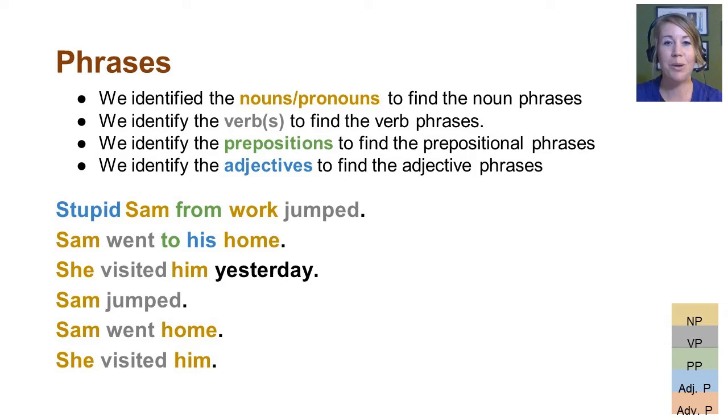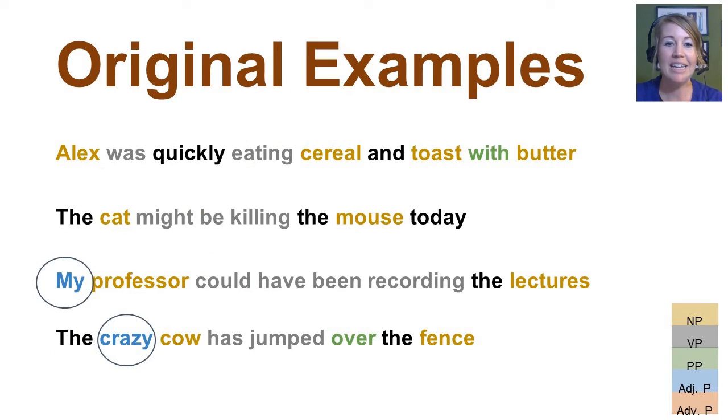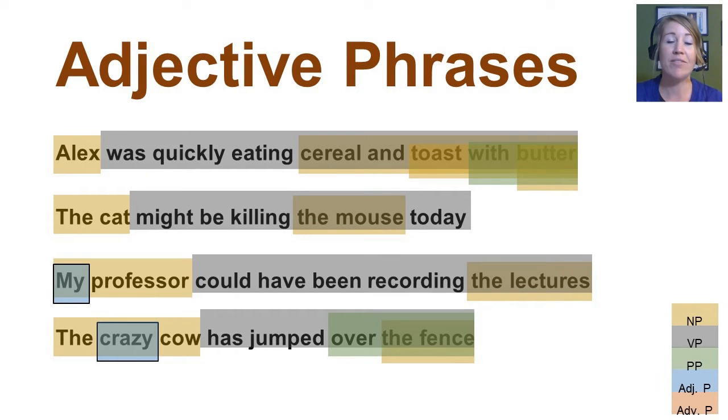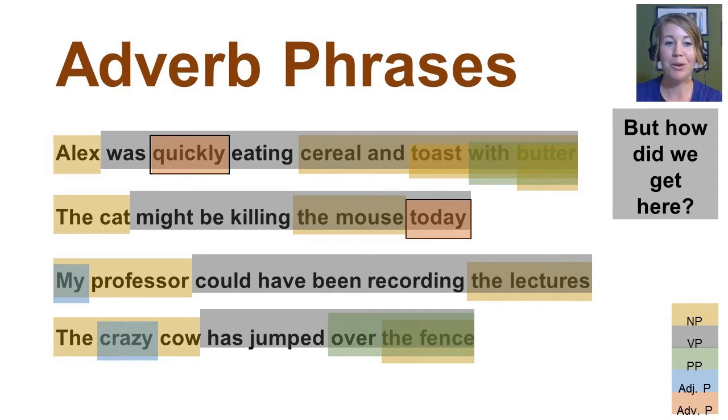So at this point, you're catching on, right? To identify these things, we have to be able to identify parts of speech. And so again, in our original examples, my is an adjective, crazy is an adjective. So I know my adjective phrase is my, and my adjective phrase is crazy. Hold with me. We're going to our last one.